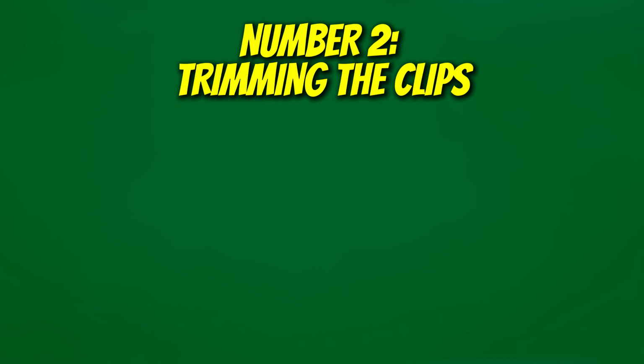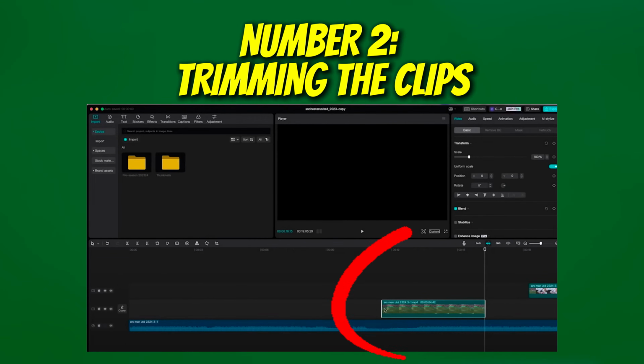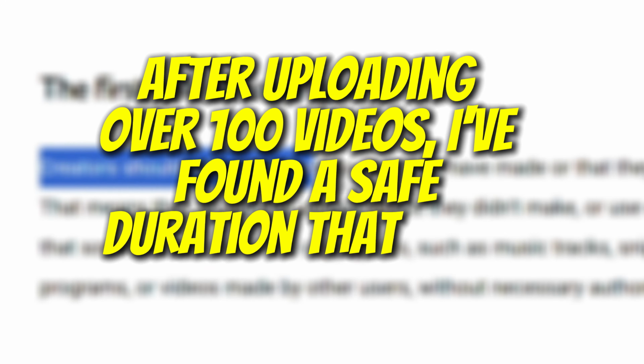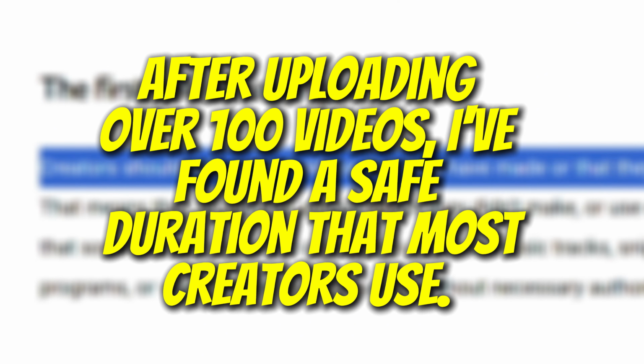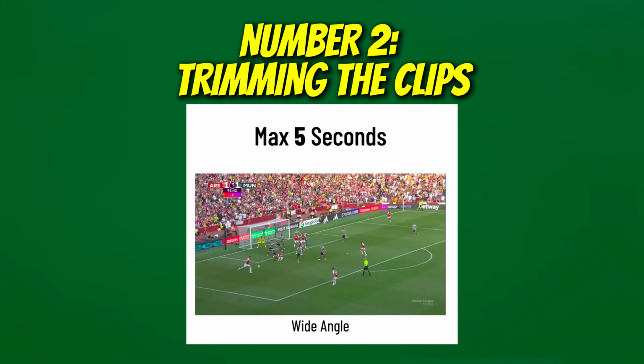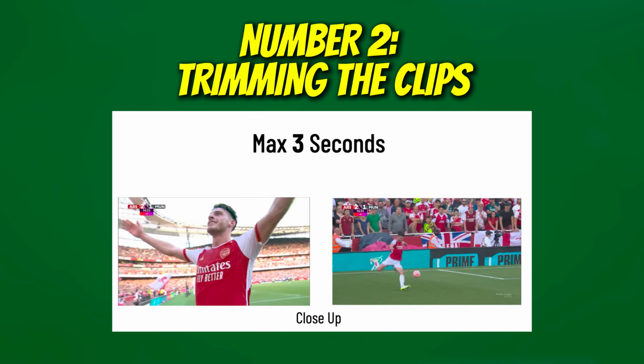Number 2. Trimming the clips. The next step is trimming your clips, as football videos are often shown for a short duration to avoid copyright issues. After uploading over 100 videos, I've found a safe duration that most creators use. For wide shots, it's best to keep them under 5 seconds, while close-up shots, like celebrations or slow-motion replays, should stay under 3 seconds.